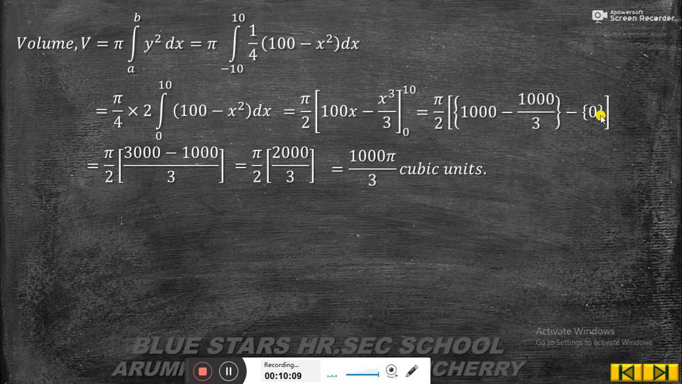Minus 0. In the next step, pi by 2 into 1000, just cross multiply, 3 into 1000 is 3000, minus 1000 by 3. So pi by 2 into (3000 minus 1000) is 2000 by 3. So 2000 by 3, this 2 divides the 2000, giving 1000 pi by 3. This is the volume, 1000 pi by 3 cubic units.